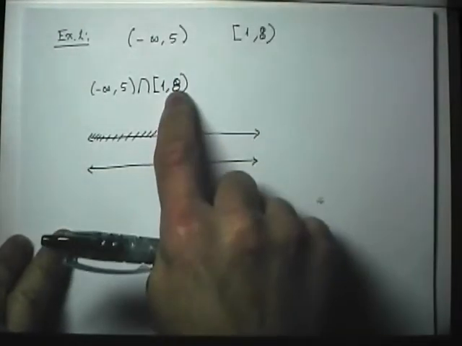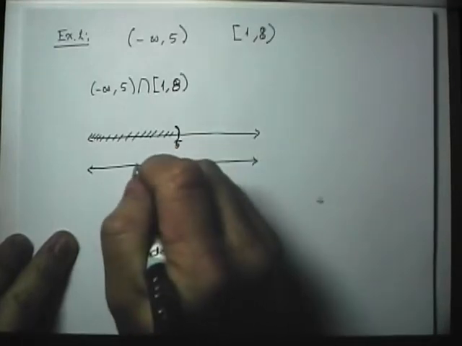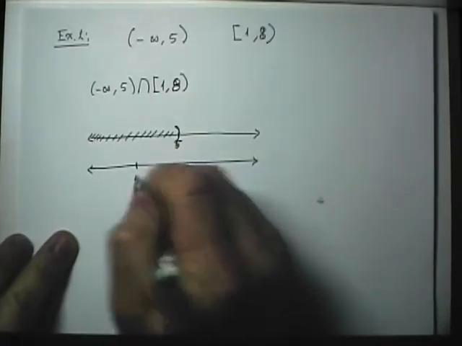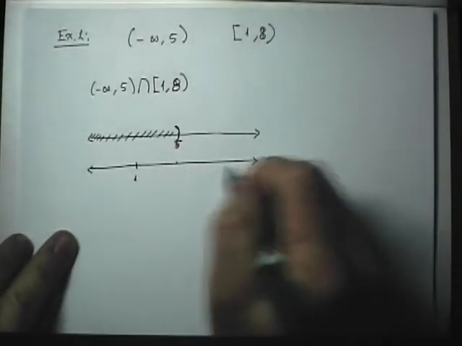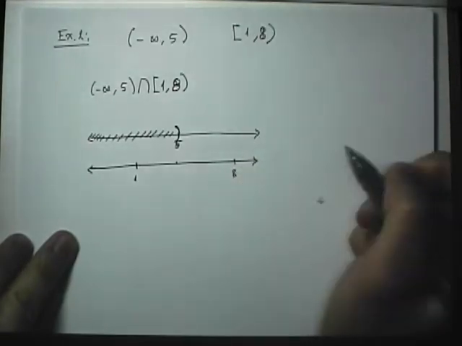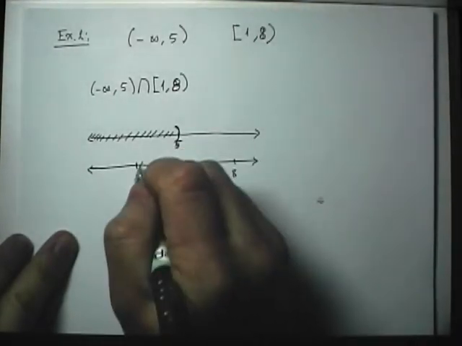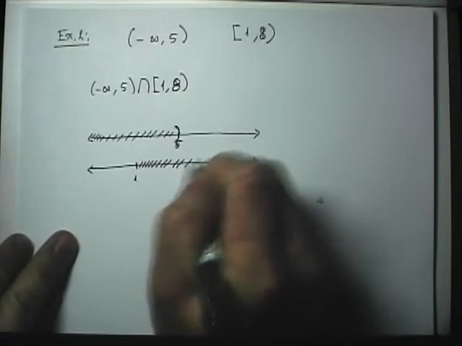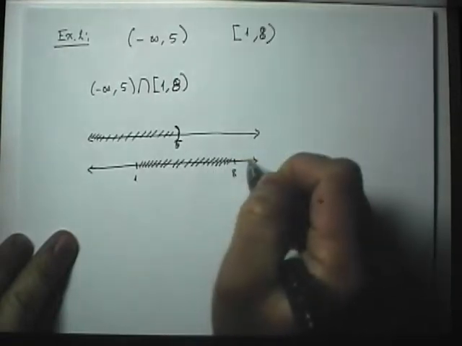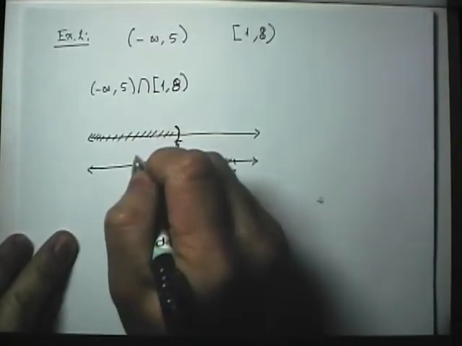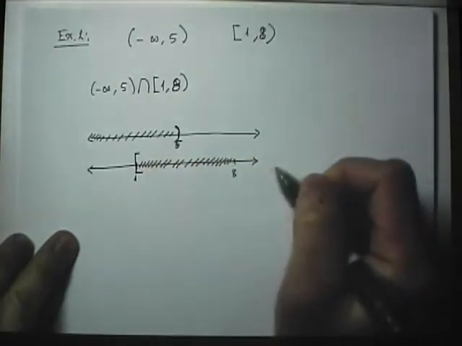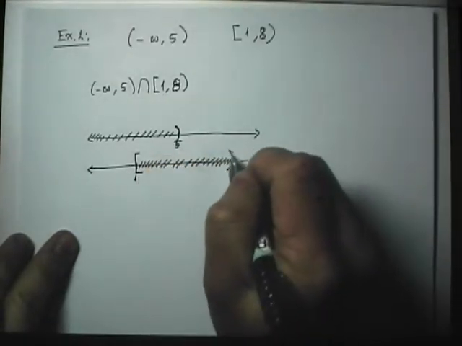Now, on the second interval, 1 is somewhere to the left side of 5. So 1 is here, 5 is there, 8 is somewhere here. Right? And we want an interval in between 1 and 8. So that's how I'm shading it in. And here, according to the interval, we have brackets on 1 and parentheses on 8.